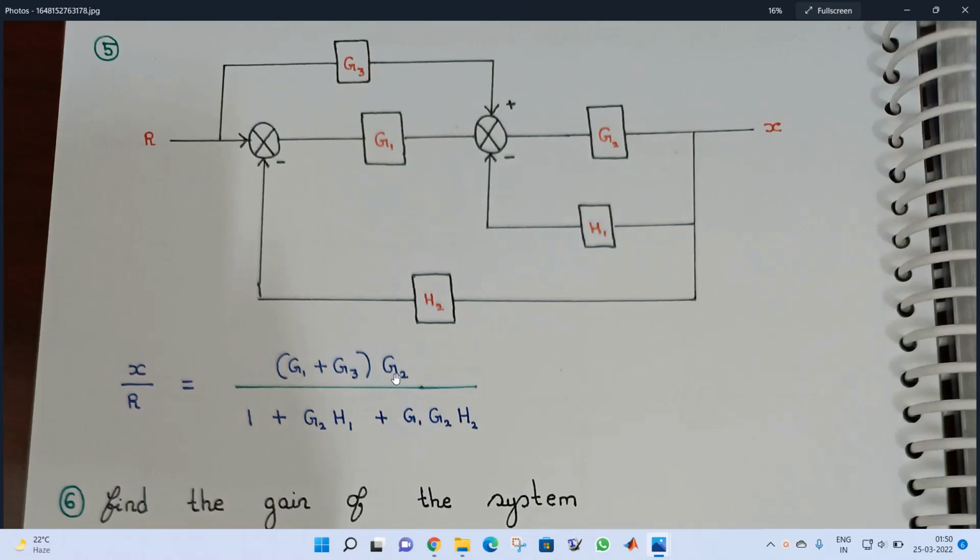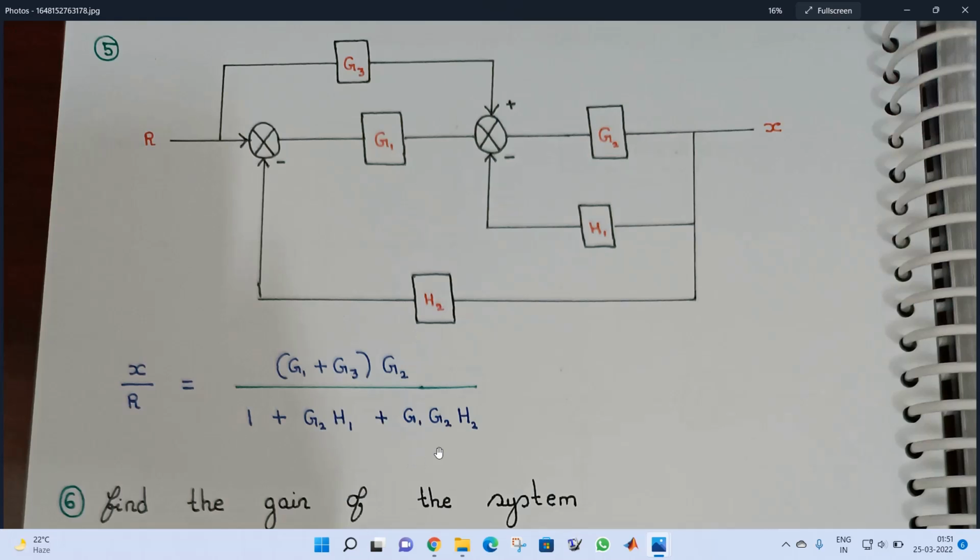Now coming to the numerator part, we have G1 plus G3 in parallel. So I have made a sum here, G1 plus G3. And then we have in cascade G2, so that is what I multiply here, G2. So G1 plus G3 into G2. This we have in the numerator part.